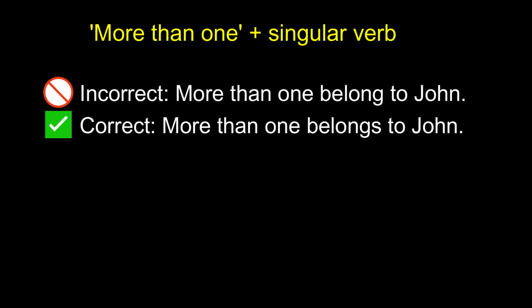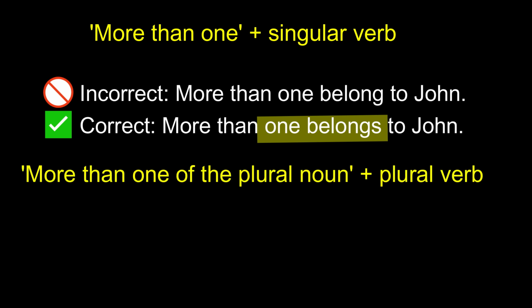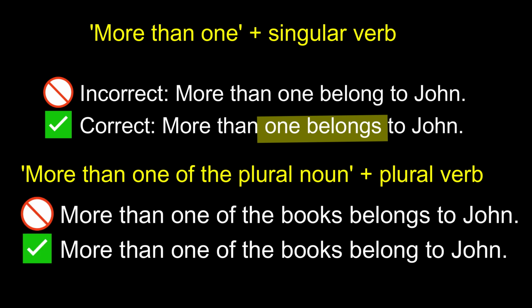Incorrect, more than one belong to John. Correct, more than one belongs to John. Even though more than one logically suggests plurality, it functions like one grammatically and needs a singular verb. However, surprisingly, if we add of, the, and a plural noun, we need a plural verb. Incorrect, more than one of the books belongs to John. Correct, more than one of the books belong to John.